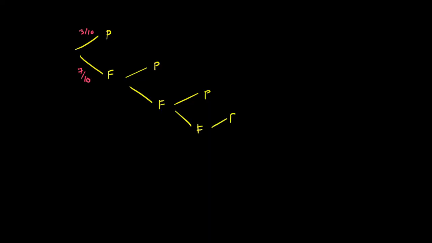So what we can do is carry on this diagram here. There could be a pass or a fail on the second attempt, a pass or a fail on the third attempt, a pass or a fail on the fourth attempt, a pass or a fail on the fifth attempt, or a pass or a fail on the 6th attempt, and of course it's going to keep going and going and going.